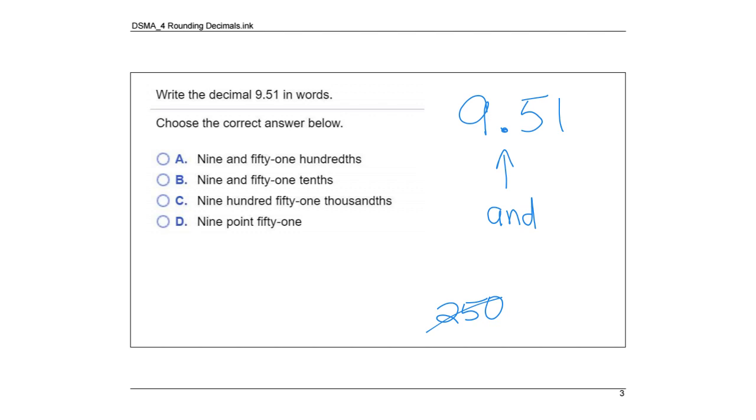All right, so we've got 9 and, so we know we want 9, and we have 2 digits to the right of the decimal place. So remember that's going to be tenths and then hundredths. So I'm going to have 51 hundredths. So it looks like A, 9 and 51 hundredths.